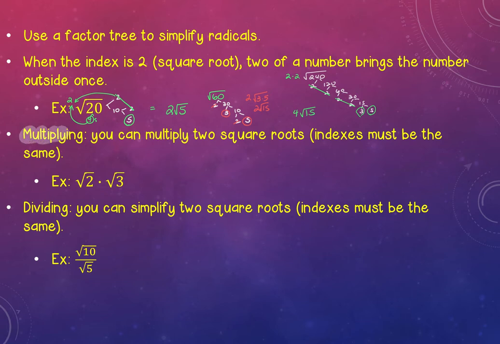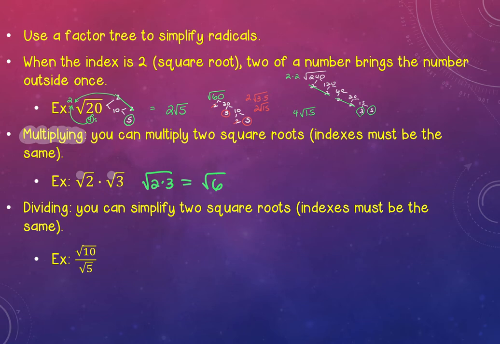All right, then multiplying, right? So if we're multiplying 2 square roots, you can multiply them together as long as the index is the same. And by index, I mean the little number on the outside. So these are both square roots, which means I can combine them underneath, and this becomes square root 6. If they were both cube roots, I could also do the same thing. If one is a square root and one is a cube root, you cannot multiply them. Those would be left separate.